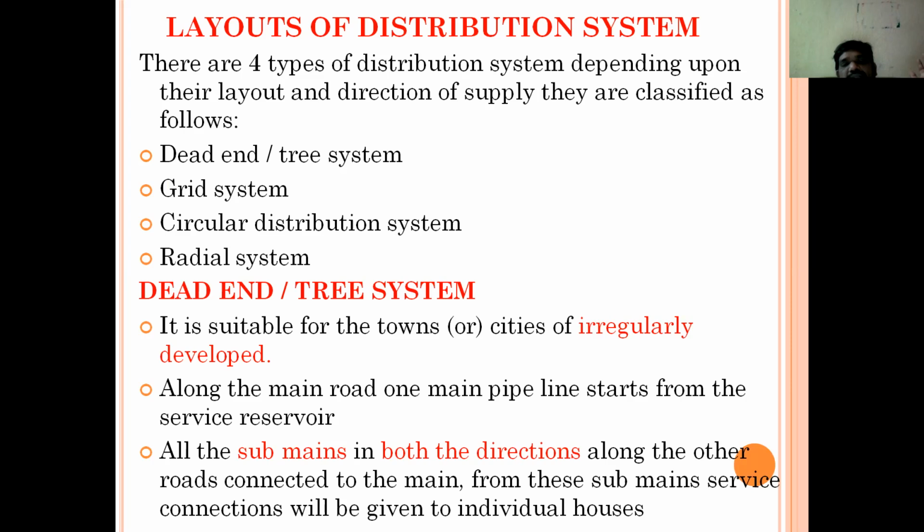See a dead end system. This system is mostly suitable for the cities or towns which are irregularly developed. And the second point to be discussed is one main pipeline will be laid along the main road, and to that main pipeline the branches will be taken as connections for supply of water.